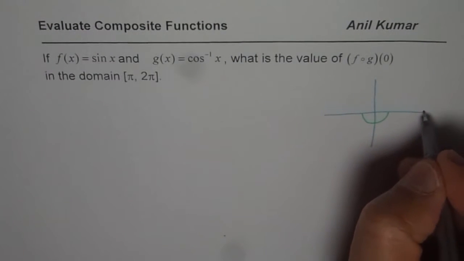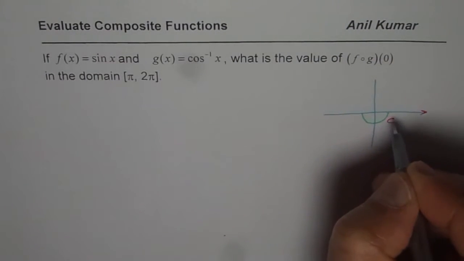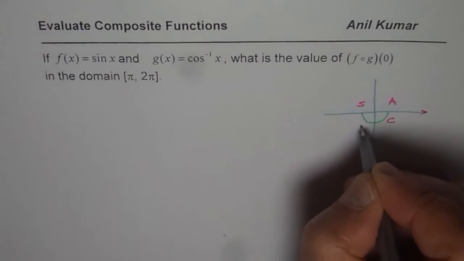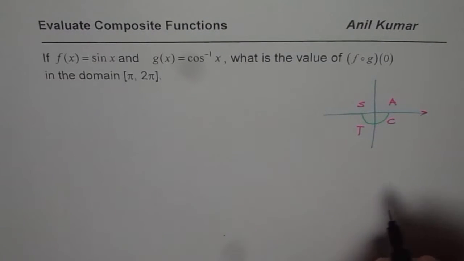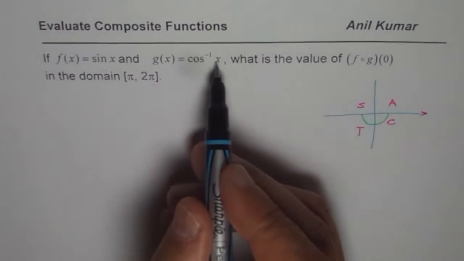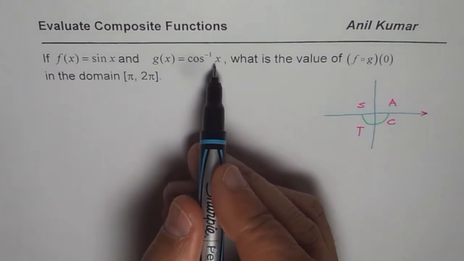Now you remember the CAST rule. Let me write down the CAST rule also, then we will consider the question. Now we have two functions. One is f of x equals sine x. The other one is cos inverse of x.